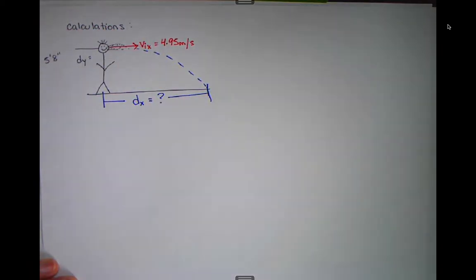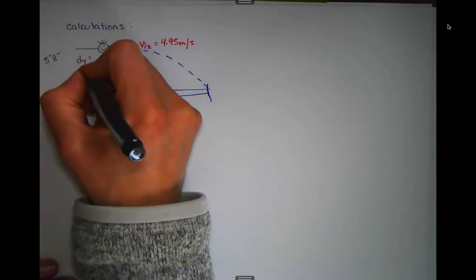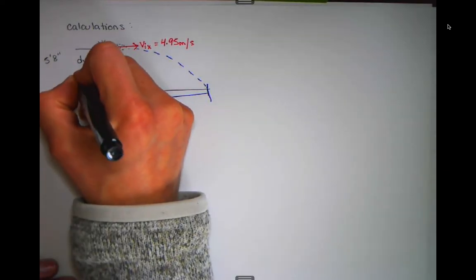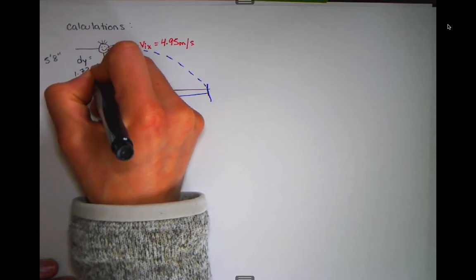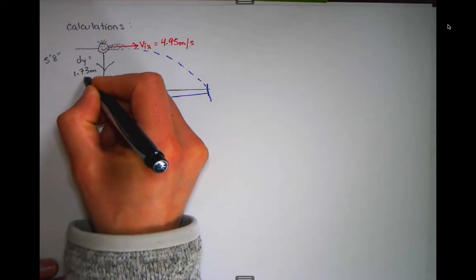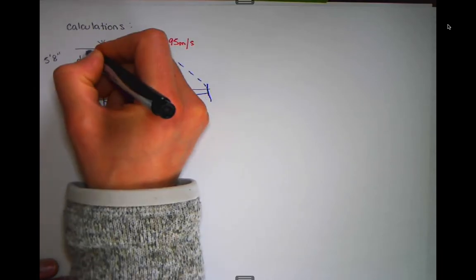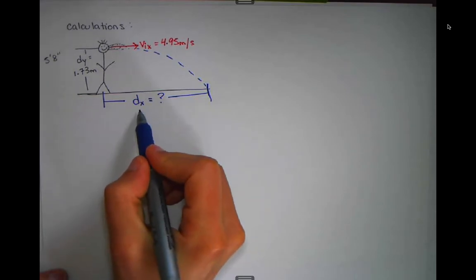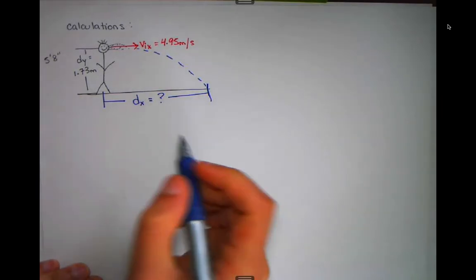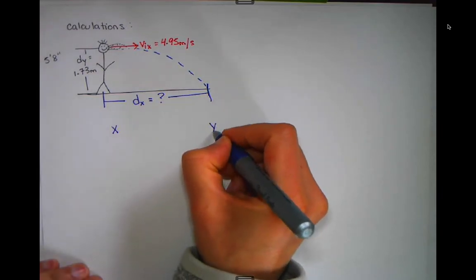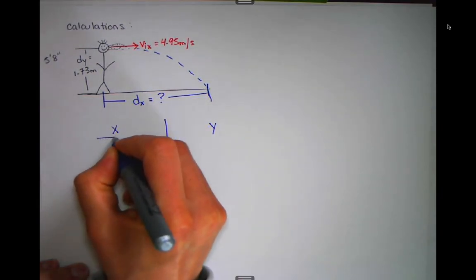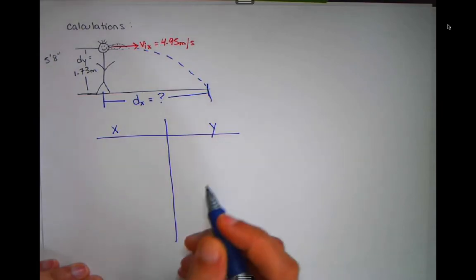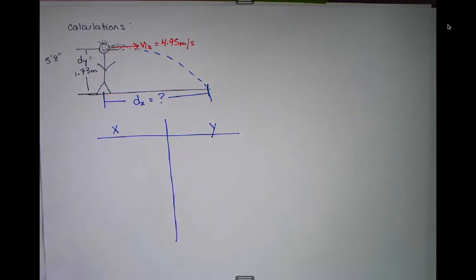Okay, but we have to convert that to meters. So I've done that conversion for you, so you don't have to do that. That's roughly 1.73 meters. Okay, and so we're going to say that that is the average human height. So here's where your calculations come into play. You need to determine what this distance is. So what I recommend that you do is make an XY chart and follow a very similar process as to what we did in the data collection.